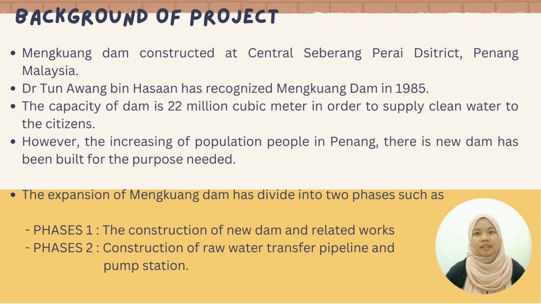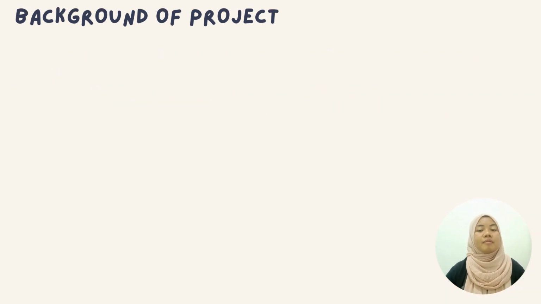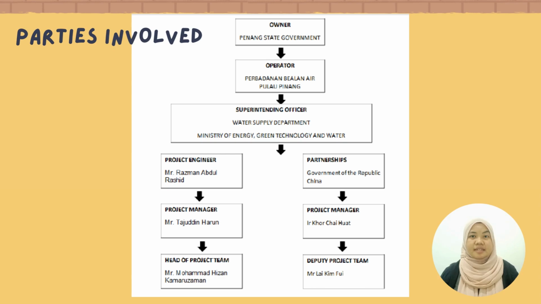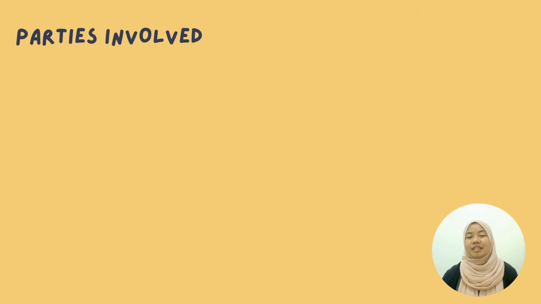73.5 million cubic meters. This construction is divided into two phases, such as Phase 1 for the construction of the new dam and related works, while Phase 2 is for the transport pipeline and pump station. Next are the parties involved in the expansion of Mengkuang Dam. These parties are involved in Phase 1 of the construction. Now, I will pass this presentation to the next presenter.